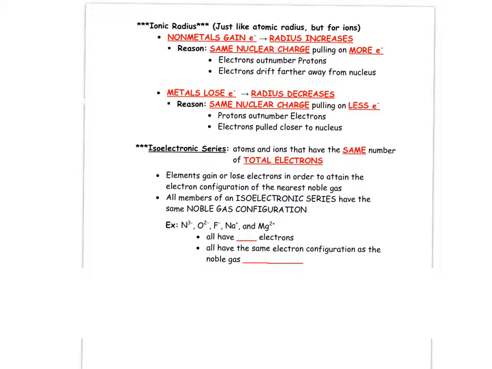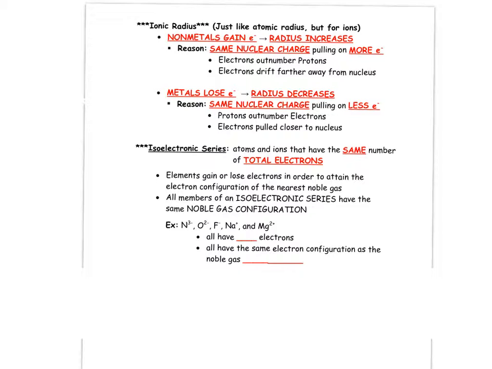Metals, on the other hand, tend to lose electrons. When they lose electrons, the radius is going to decrease. When you lose an electron, there's less that the protons have to pull on, and so they are able to pull those electrons in a little bit closer to the nucleus.